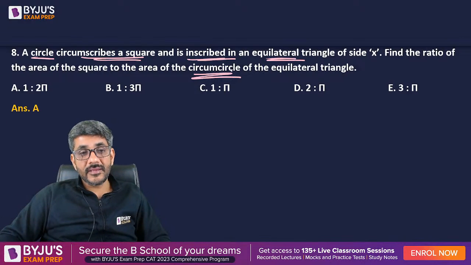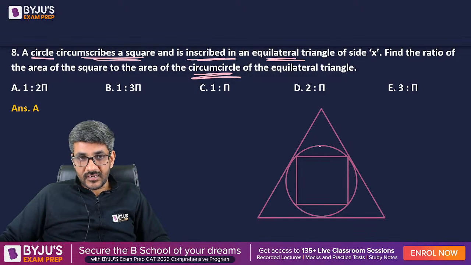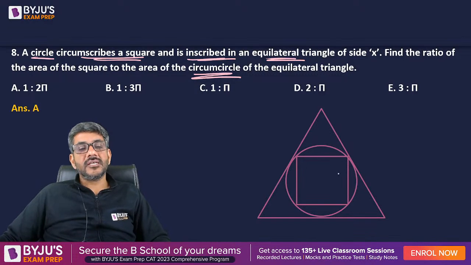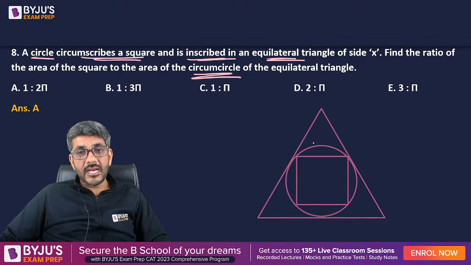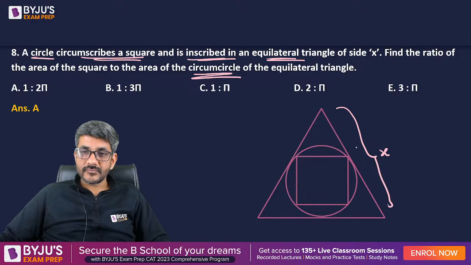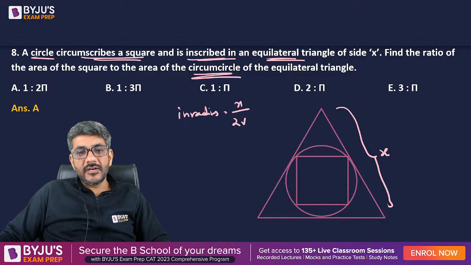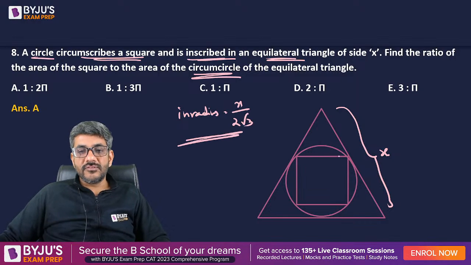बहुत सारी चीजें बनेंगी. So we need a picture like this, that there is a circle which circumscribes a square and is inscribed in a triangle of side x. So side of this triangle is equal to x. So this becomes the incircle of the triangle. अब जो इक्विलेटरल ट्राइंगल का इन रेडियस होता है, it is x divided by 2√3. So therefore the radius of it will be x divided by 2√3.